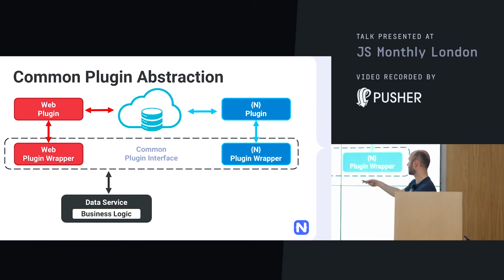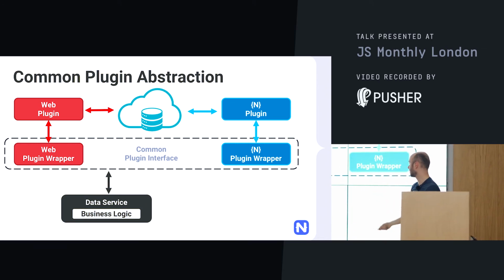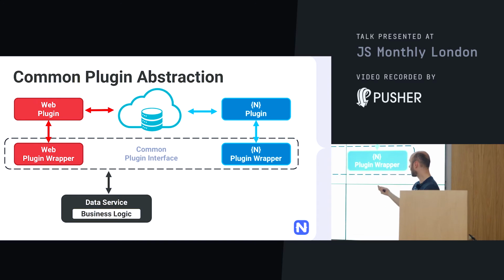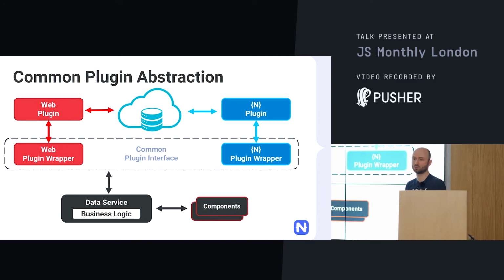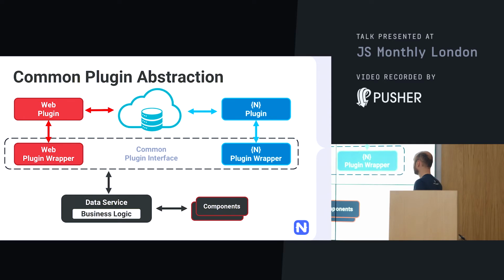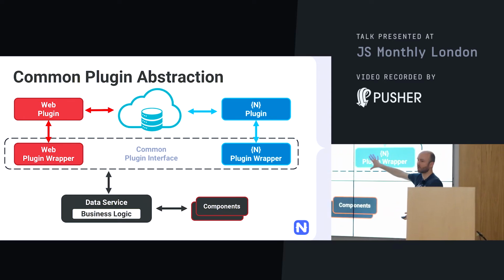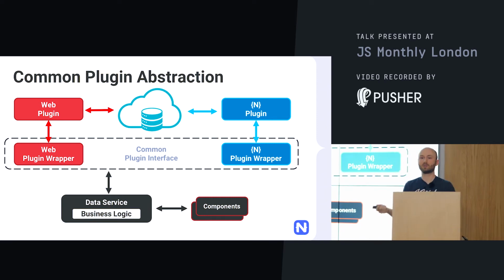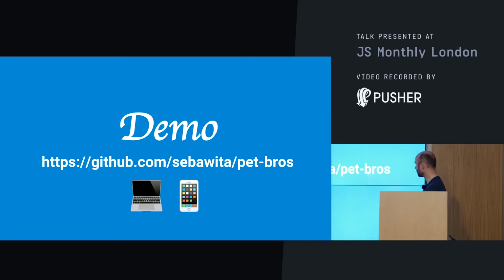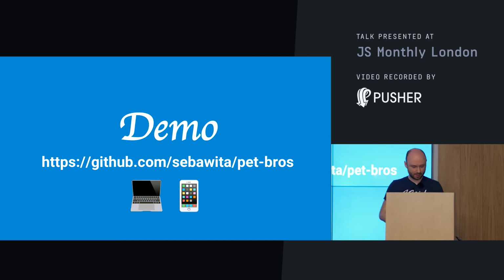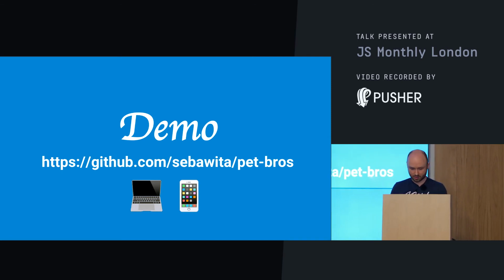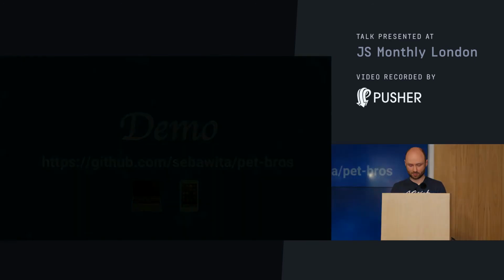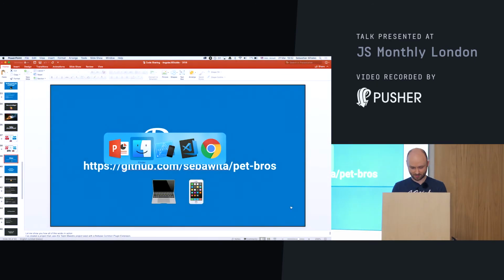And then as a result, you can just create one data service that uses your wrappers, and that communicates with your components. Additionally, I can take these wrappers and drop them into any other project where I use code sharing with Firebase. So I'm going to do a quick demo. Let's see how it works. You can also check it out on my GitHub, at sebavita/petbros. It's a pretty serious application.